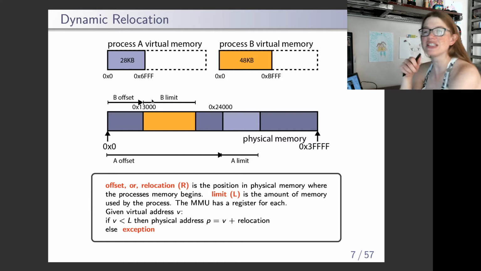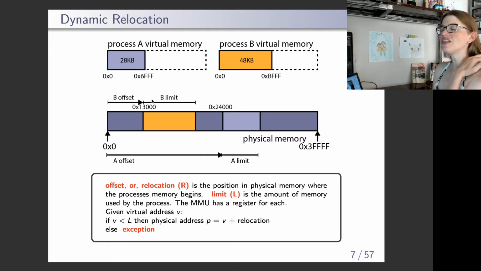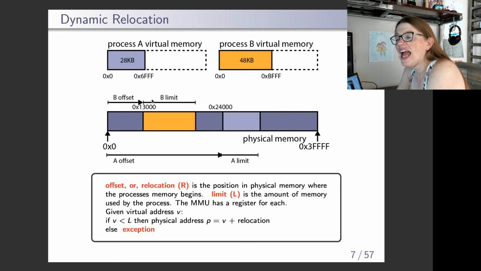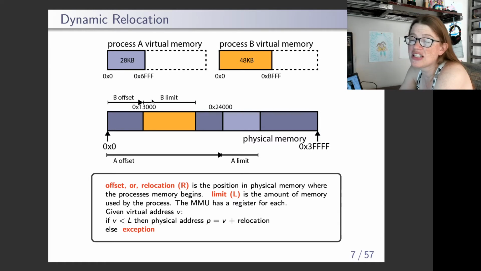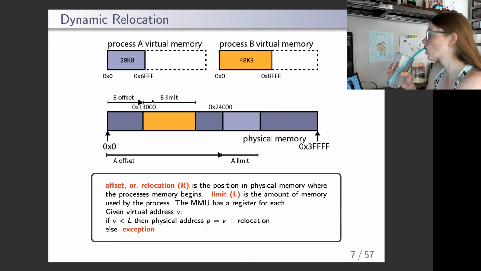If the virtual address is less than the limit, then we know that this virtual address is valid and inside the address space. And if it's valid, then we simply perform the translation by adding the virtual address to the contents of our relocation register, and we're done. If, however, the virtual address is greater than or equal to the limit, then it is not in the address space for this process, and therefore it is not valid, and so the MMU throws an exception, and that exception, of course, would be handled by the operating system.